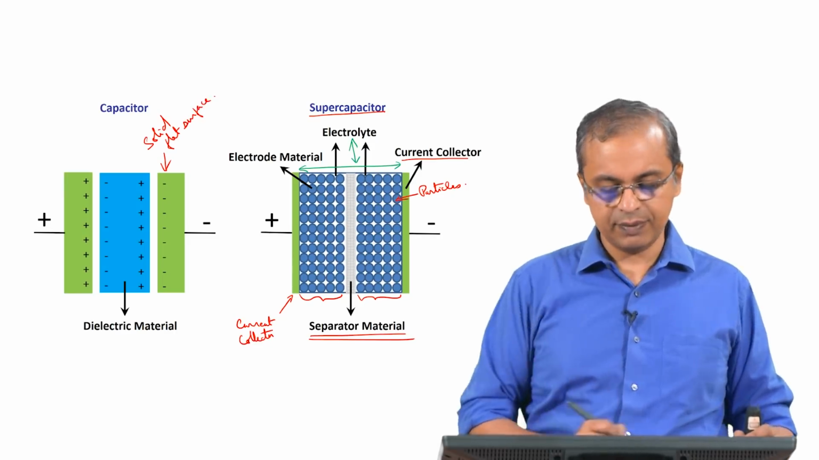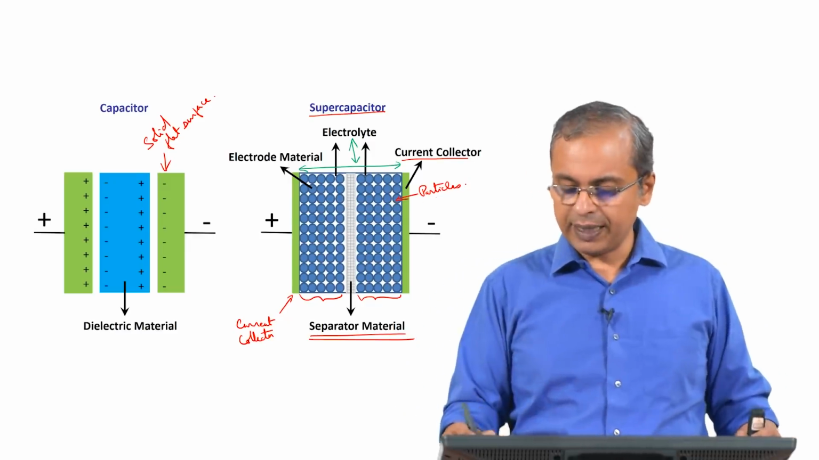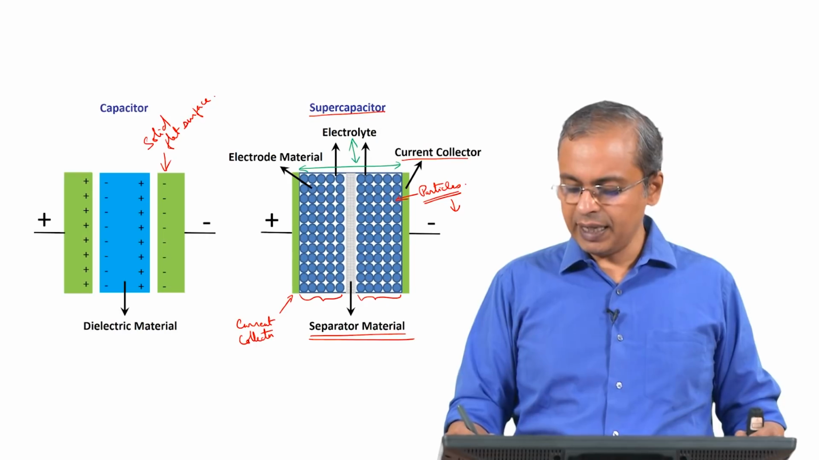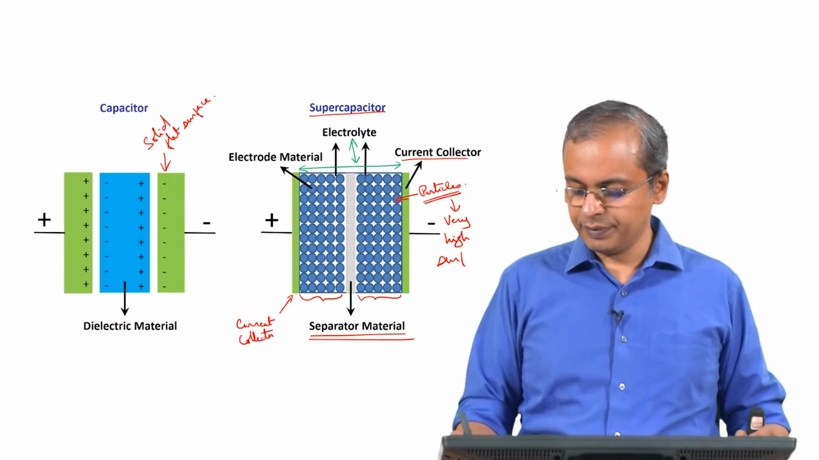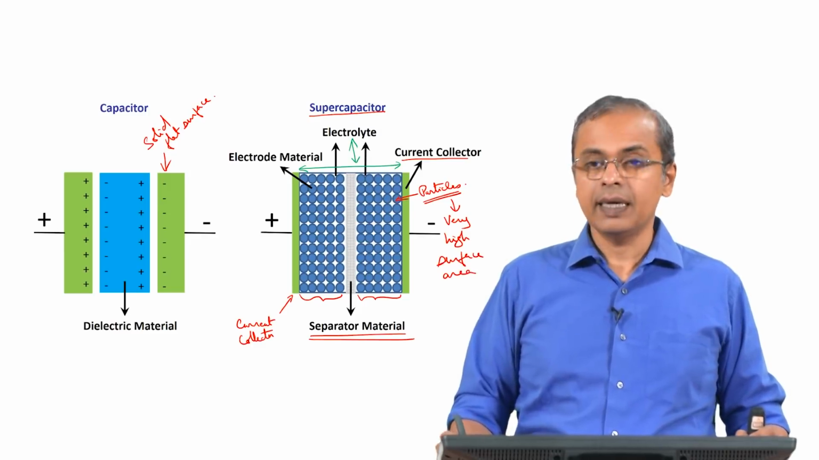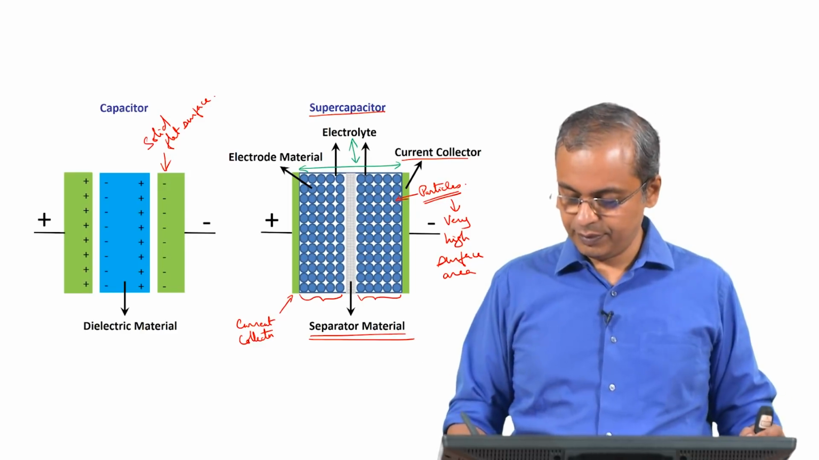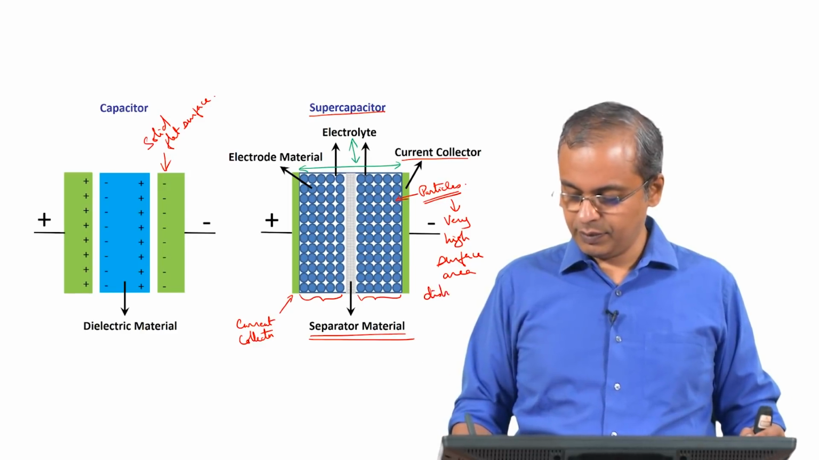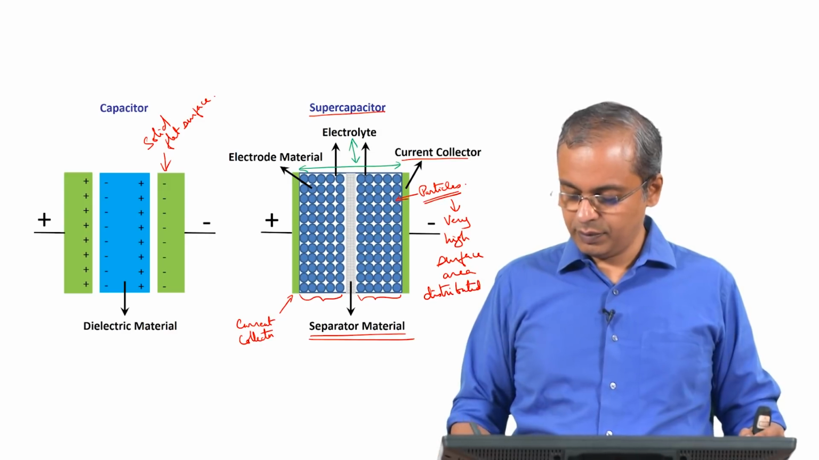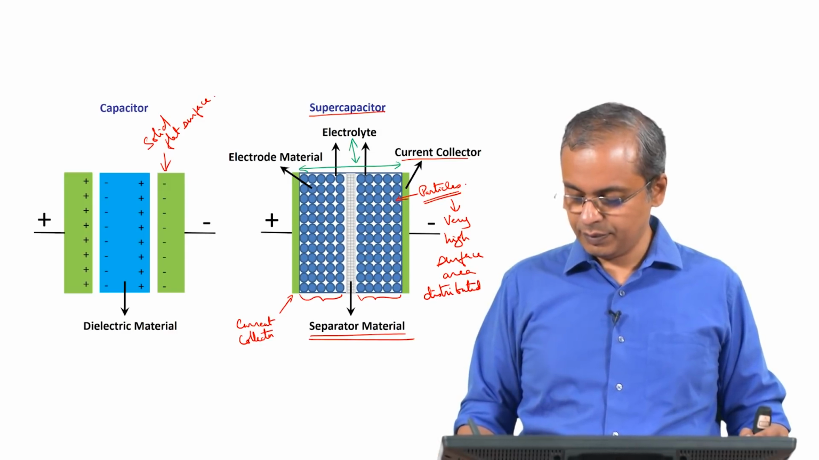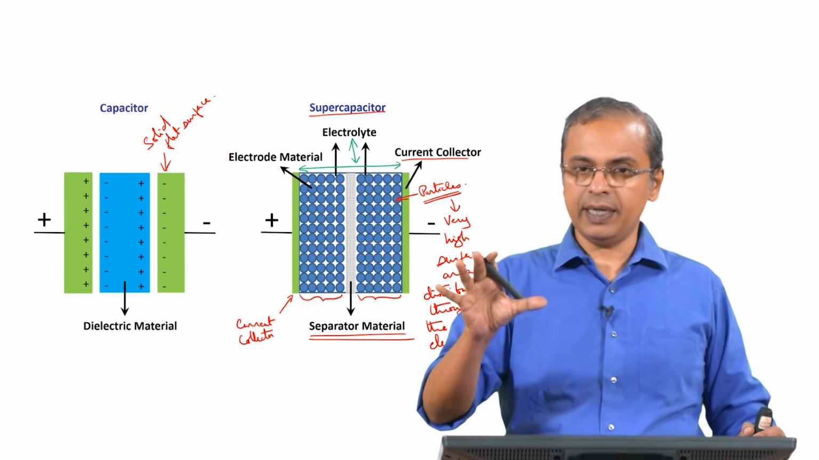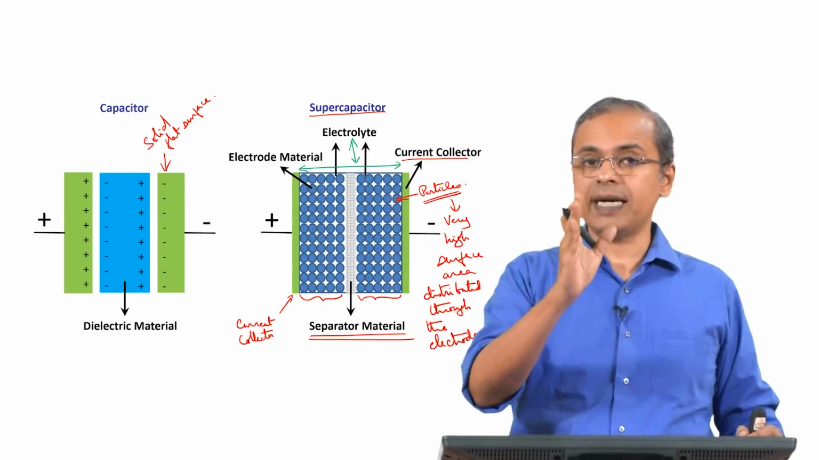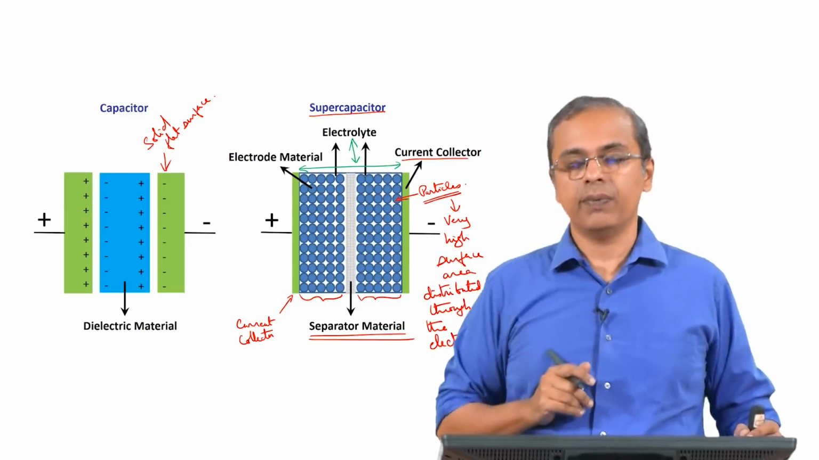Okay, solid flat surface, because it is a solid flat object. Here you have particles, so you have very high surface area that is divided and distributed. Okay, so you have very high surface area that is now distributed through the electrode. So it is not a flat surface, it is not a single flat location where the charge is present.